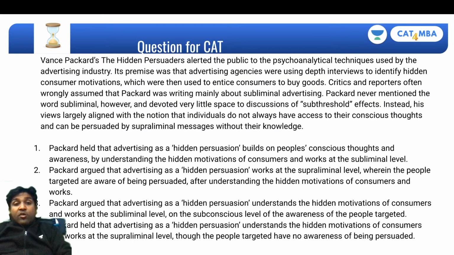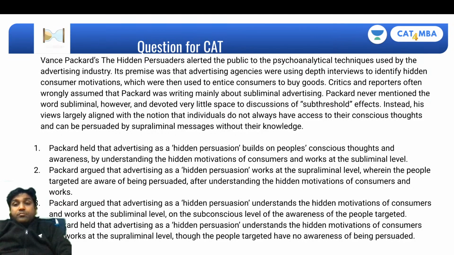Critics and reporters often wrongly assume that Packard was writing mainly about subliminal advertising. Packard never mentioned the word subliminal, and devoted very little space to discussions of sub-threshold effects.